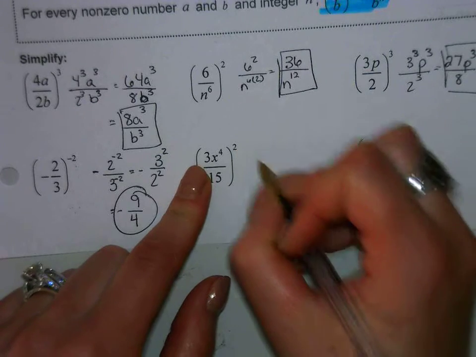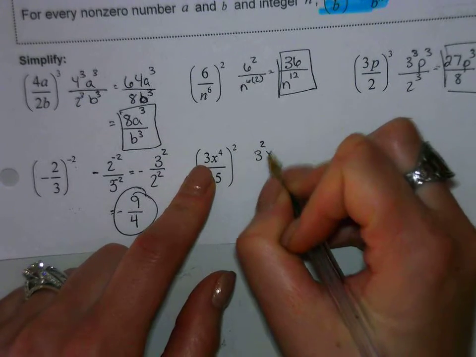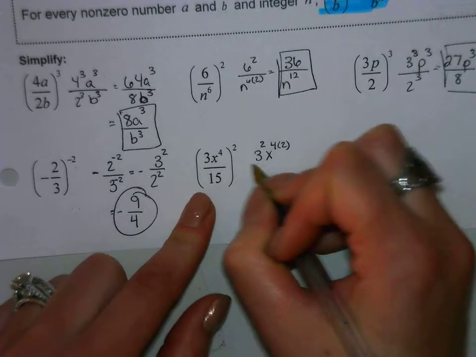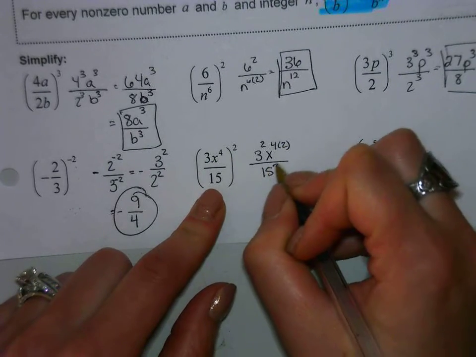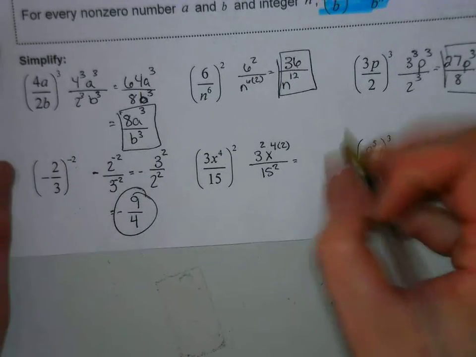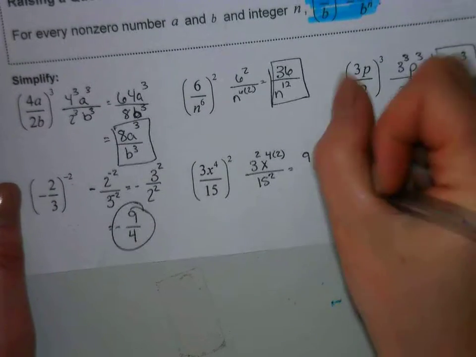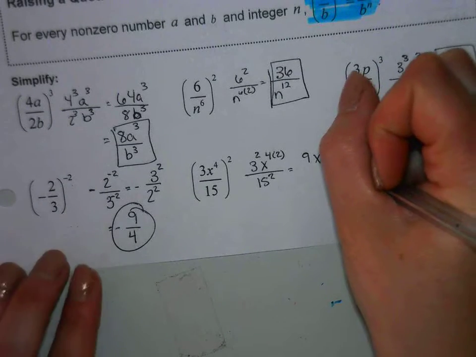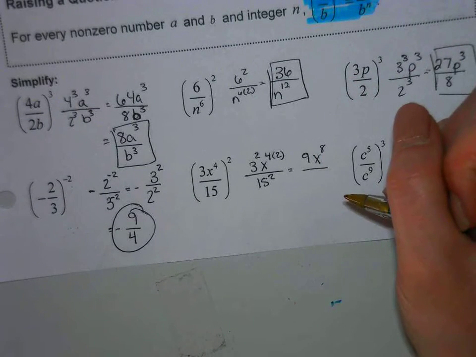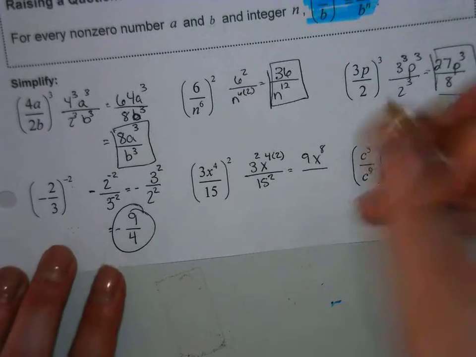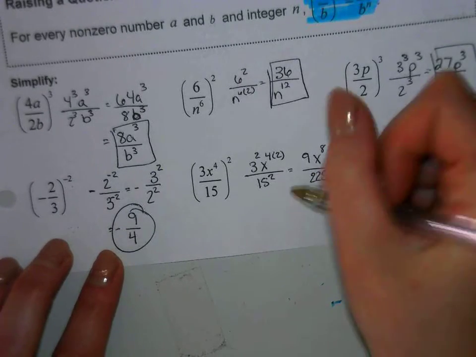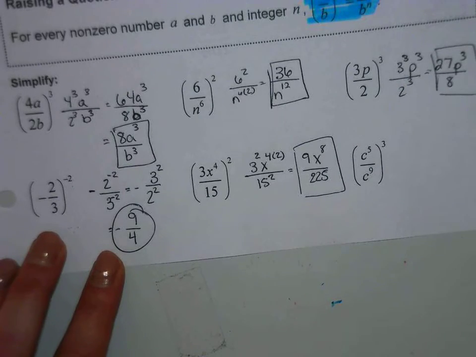So if we take our power of 2, so we have 3 squared times x power to a power, so 4 times 2 divided by 15 squared. 3 squared is 9. And we're going to do 4 times 2 to get our next power, which is 8. 15 squared is 225. That is our final answer.